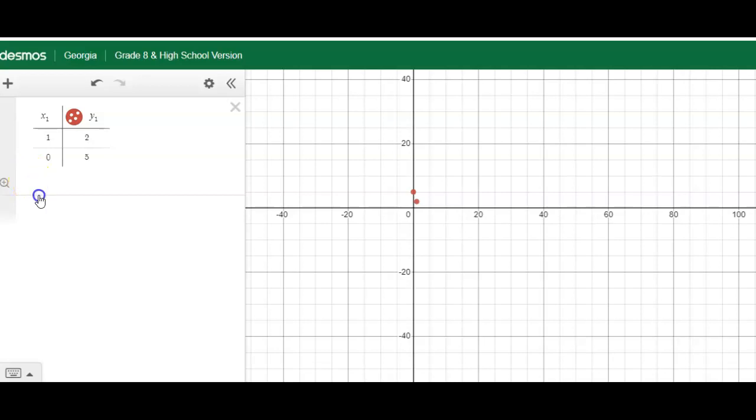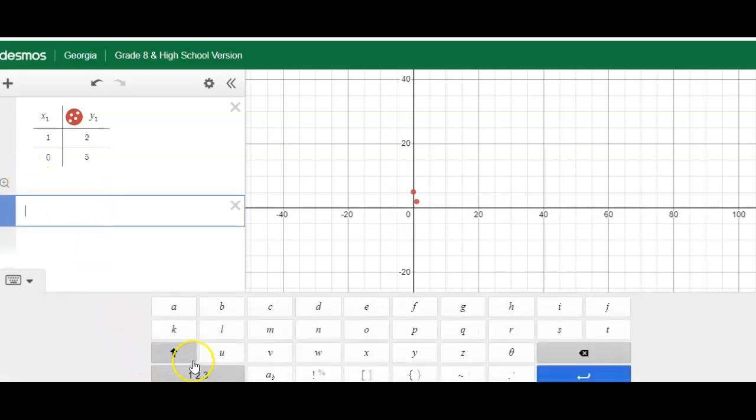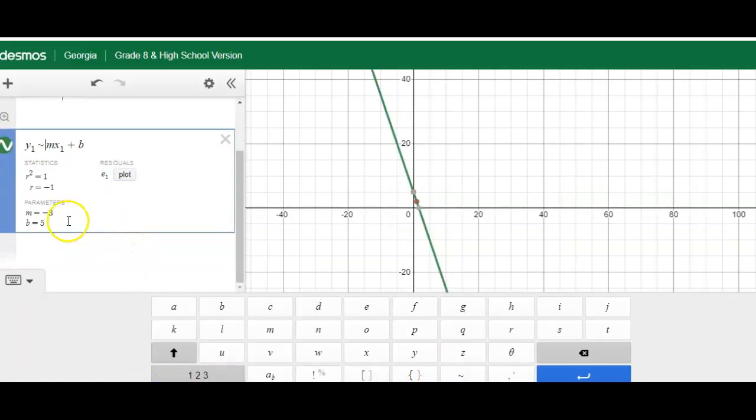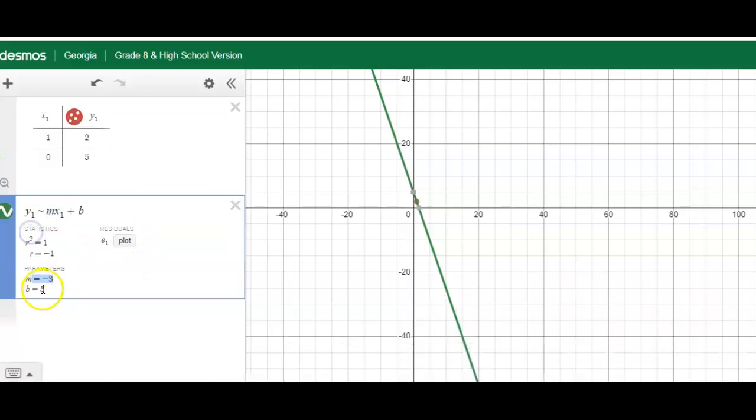And then remember, you're going to go down here and you're going to start by typing in your equation y equals mx plus b, but you got to change it to x1 and y1, so it knows that you're getting it from the table. Then you got to get rid of the equal sign and put in the approximate sign. And that is going to give you your slope and your y-intercept.